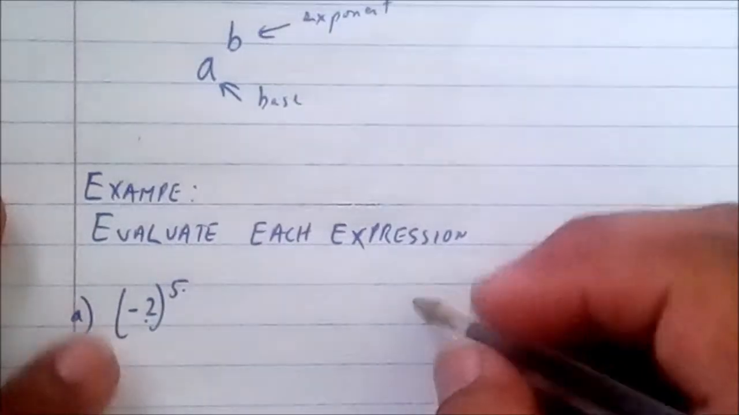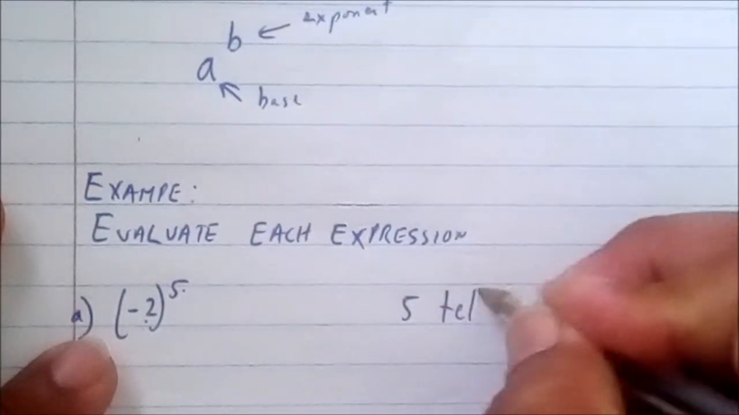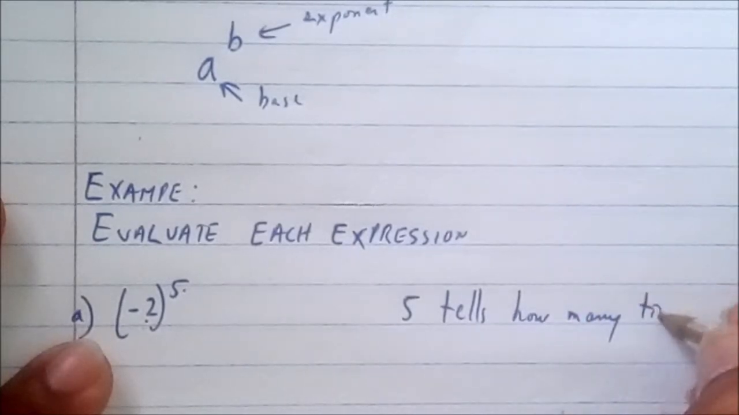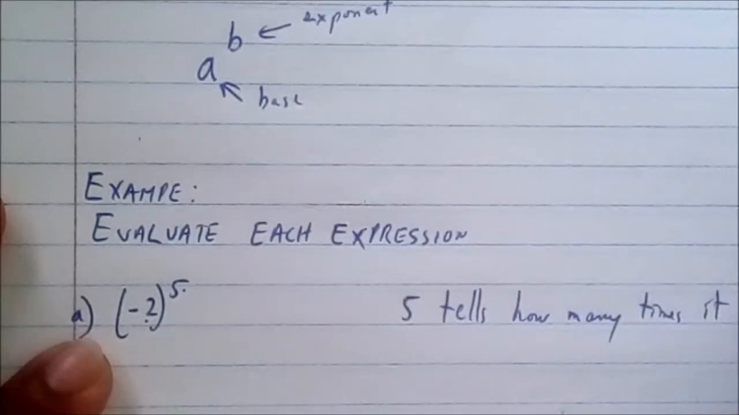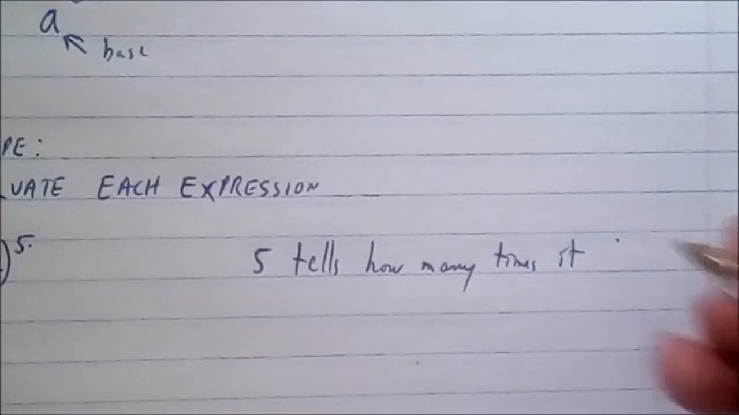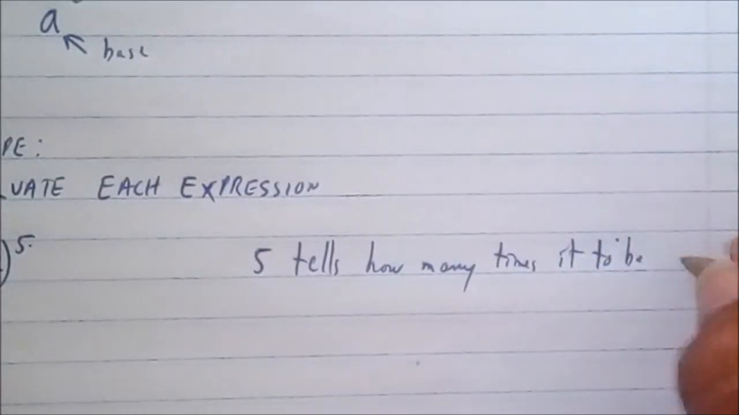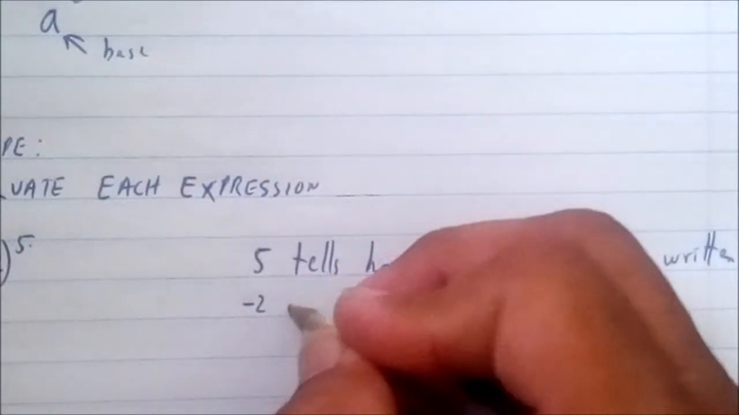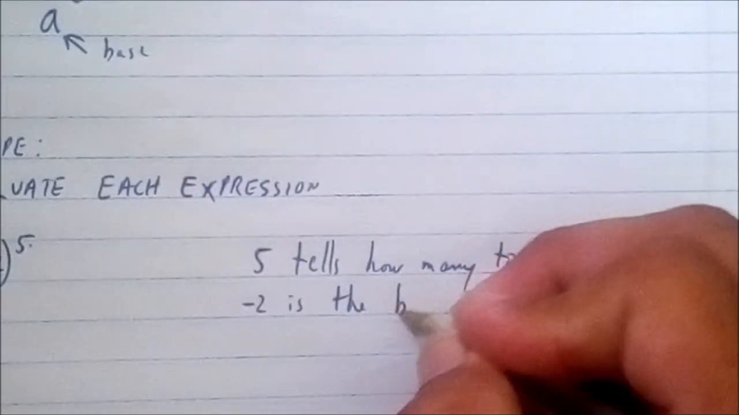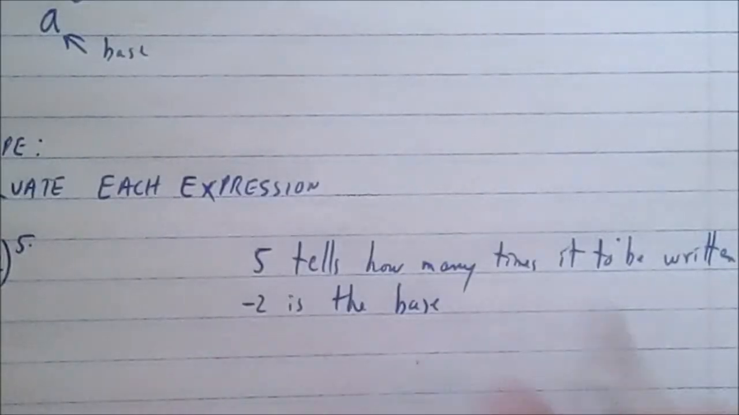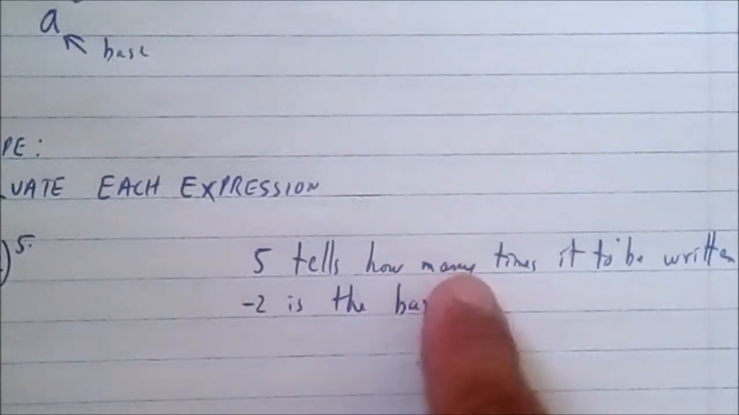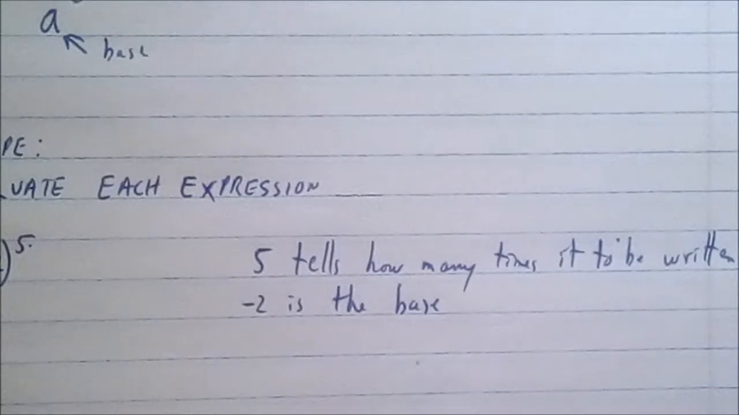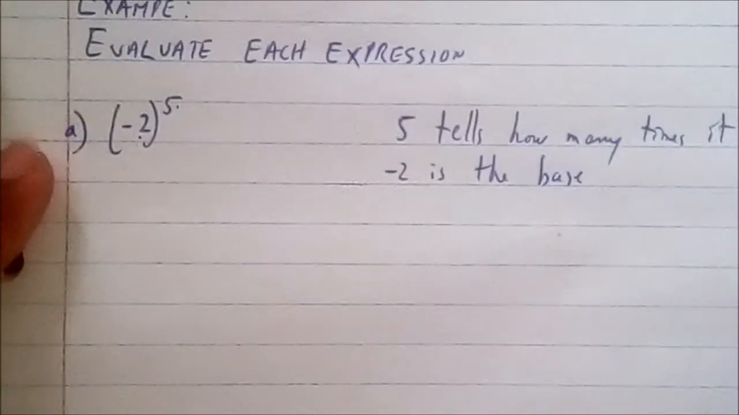So the 5 tells how many times the base is to be written. The negative 2 is the base. Okay, so keep that in mind. The 5 is the number of times it is going to be written, and negative 2 is the base. Right, so our solution to this problem is as follows.